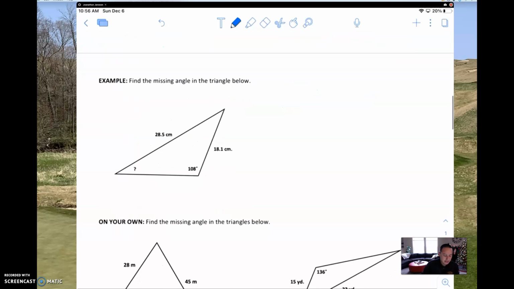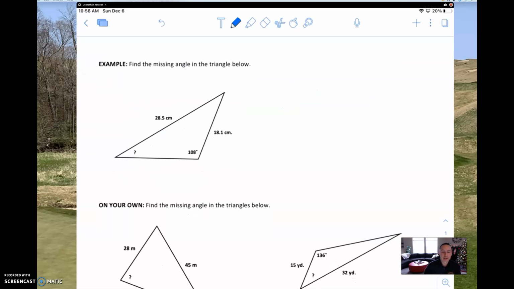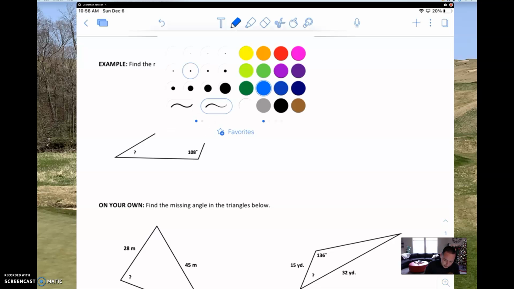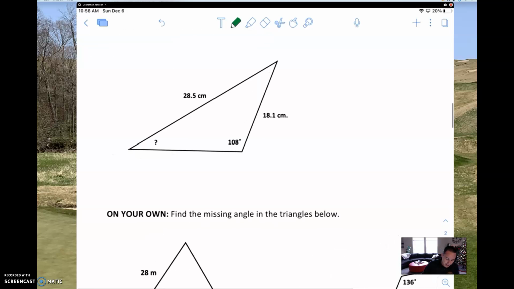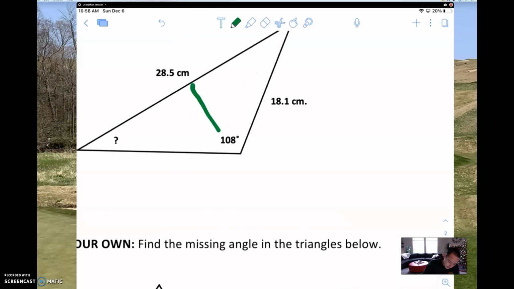Now we're going to switch gears a little bit. You can also use the law of sines to find a missing angle. So previously we just used it to find a side. Let's use it to find an angle. So we are once again going to be using our pair. So here's our pair that's given to us. 28.5 centimeters matches with 108 degrees.